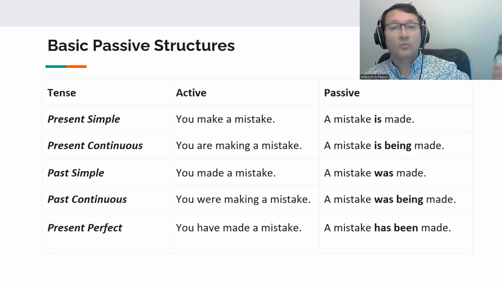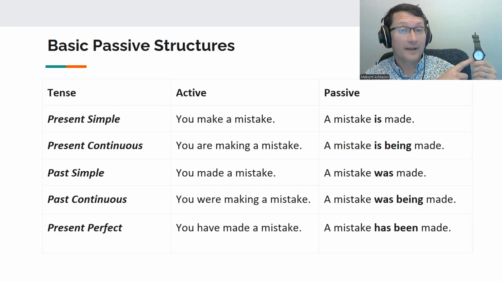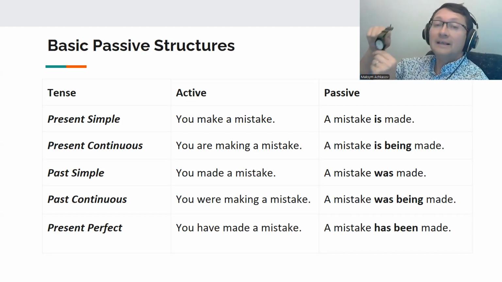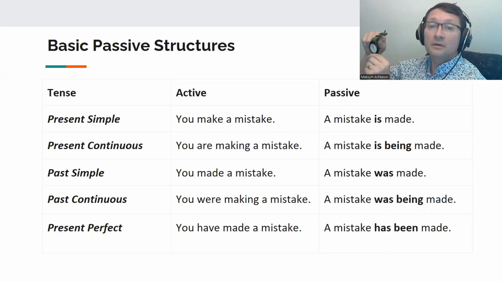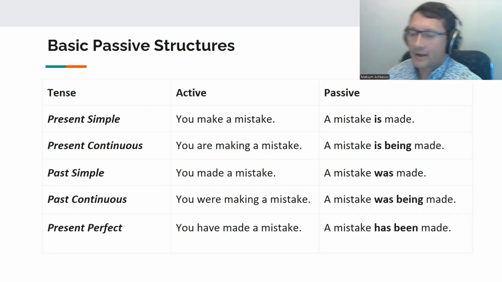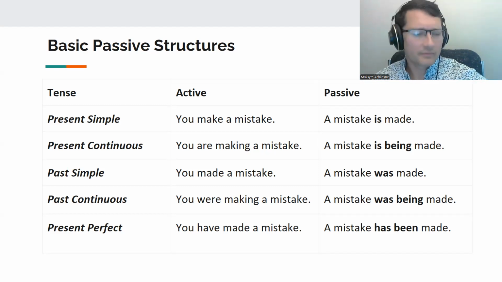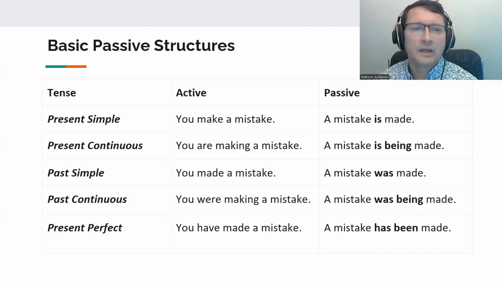Or if I am speaking with the use of present continuous, I would say I am using this watch right now. In the basic passive structure, I would say this watch is being used now. Okay, and I have another example. Actually, I have a couple of examples here, so you could just very briefly go through this if you want to have something as a reminder.